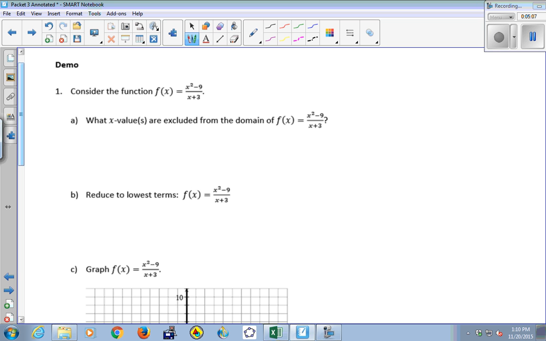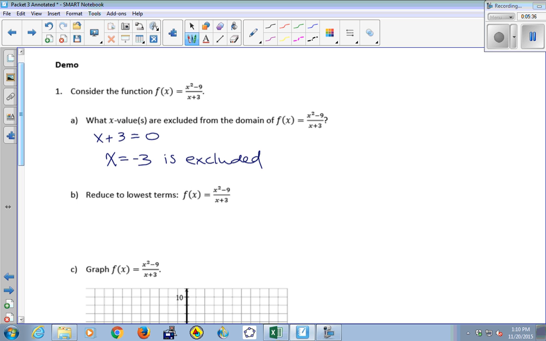Okay, so here I've got a function, x squared minus 9 over x plus 3. What x values have to be excluded from the domain? -3, yeah. I set x plus 3 equal to 0. I have to make sure that doesn't happen. X equals -3 is excluded from the domain. If you put a -3 in, you'll get 0 in the denominator. Not allowed.